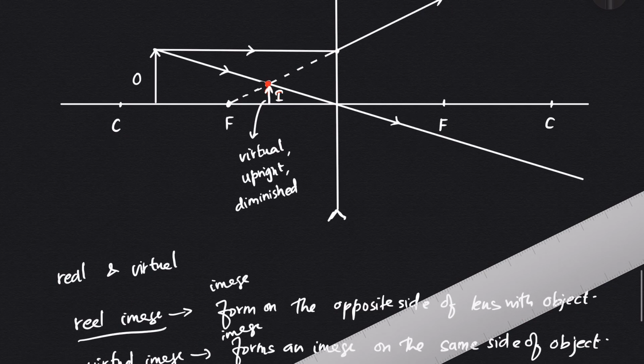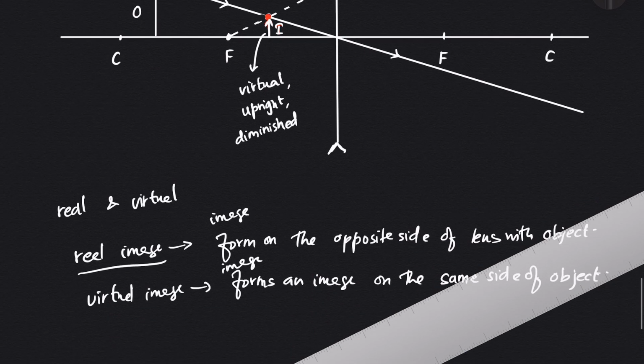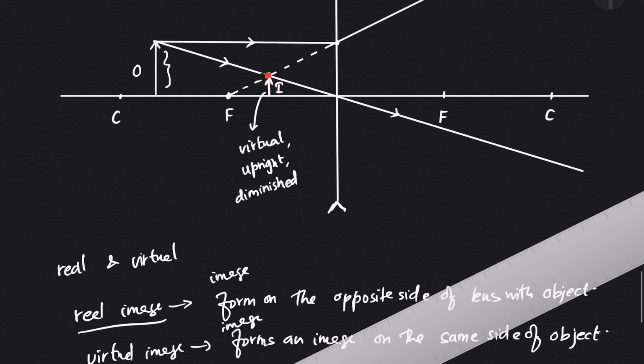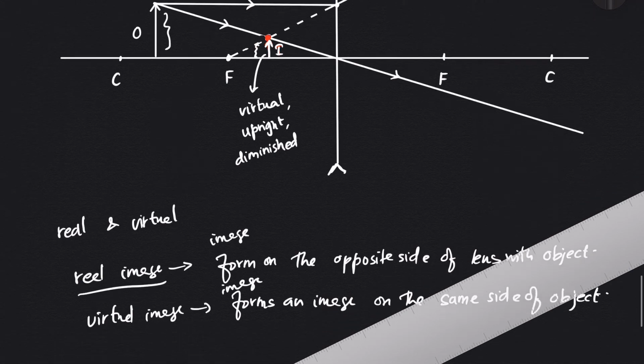So diminished and enlarged can be determined by looking at the size, by comparing it with the object. So look at this here. In comparison with the object, the image is smaller, so we write diminished.